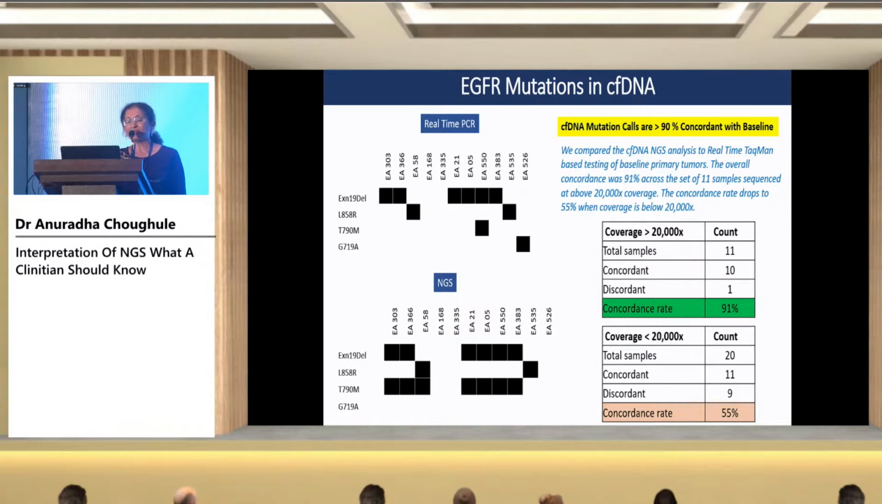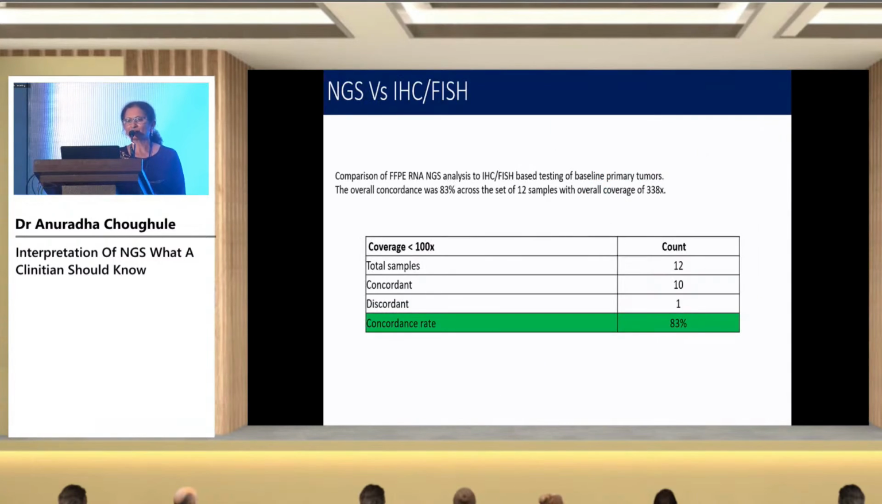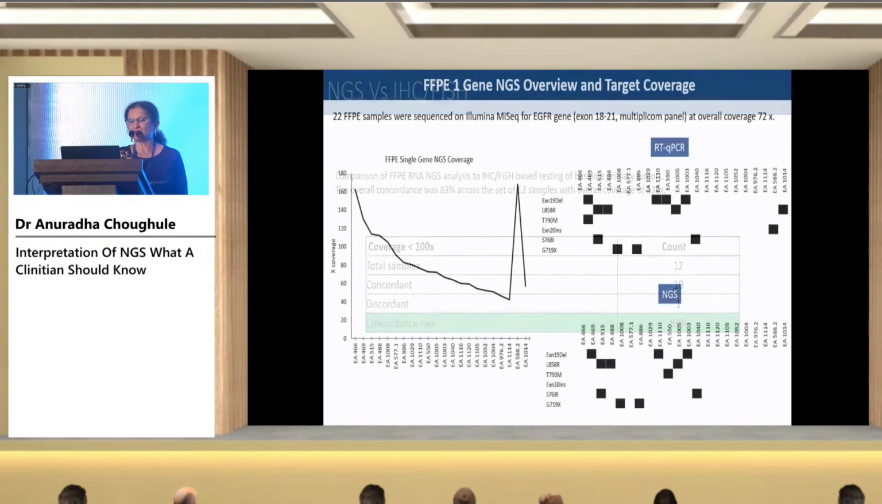But as you can see, when there was less than 20,000x coverage, the concordant rate was only 55%. So for the liquid biopsy, we need to have a higher coverage when we want to compare it with the FFPE samples to get a very good concordance. So when we compared the FFPE RNA NGS analysis to the IHC FISH-based testing of baseline primary tumors, again there was a high concordance rate of around 83%.